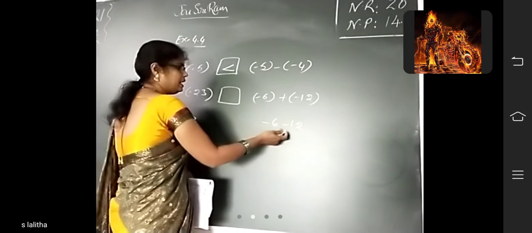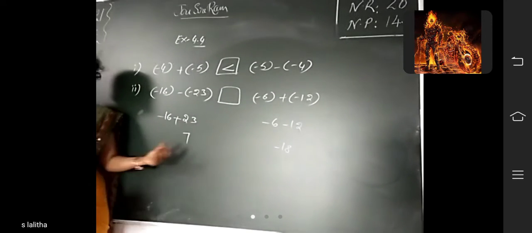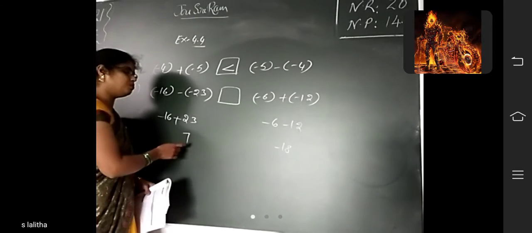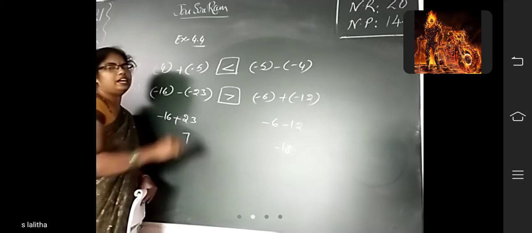Here -6 minus 12, how much? -18. So which one is greater, 7 or -18? 7 is the greatest number. Why? Because positive numbers are greater than negative numbers. So put the greater than symbol.